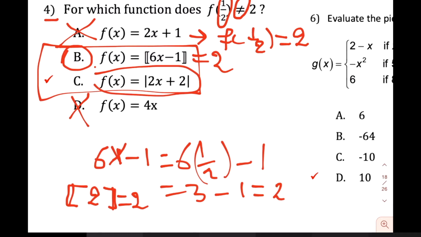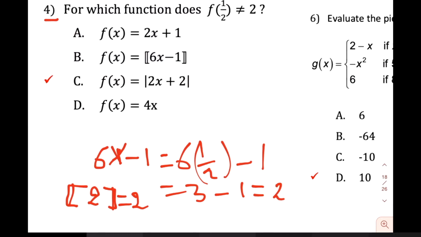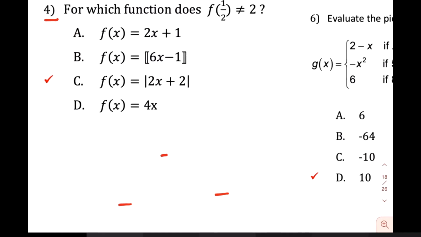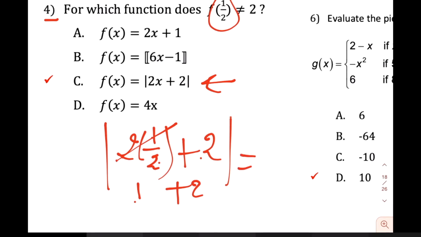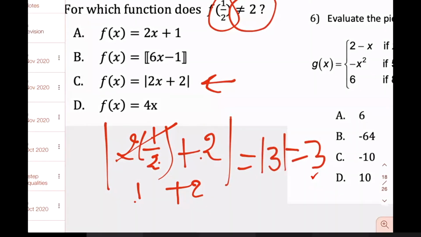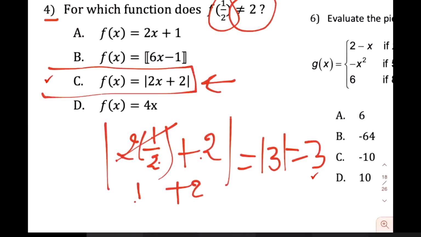If you are lucky, you start with this one. If you're lucky, you don't waste time in the exam. This is where we say someone is lucky. You start with this one and you substitute with half. You get 2 times half plus 2, absolute value. 2 times half is exactly 1. 1 plus 2 is 3. So this is the absolute value of 3, which is 3, and it's not 2, as you can see. So this is the only one that doesn't give you 2. Any question?